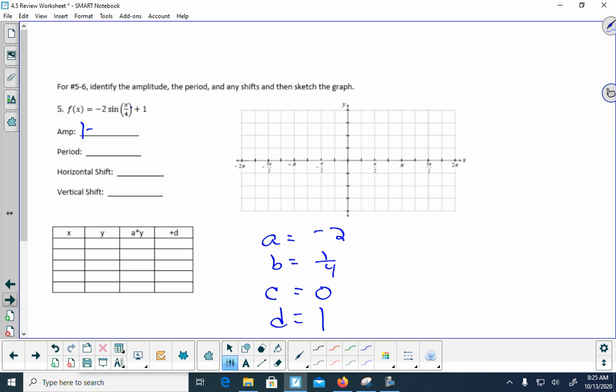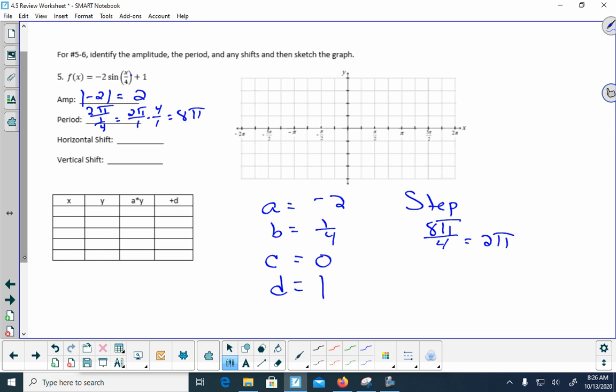The amplitude is the absolute value of that a, so in this case, my amplitude is 2. The period is going to be 2 pi divided by my b, which is 1/4. So when I do that, I'm going to have 2 pi over 1 times the reciprocal, and I get a period of 8 pi. Now, it doesn't ask me to up there, but I'm going to find my step because I'm going to need that. So I'm going to take 8 pi and divide it by 4, and each step I'm going to go up by 2 pi.